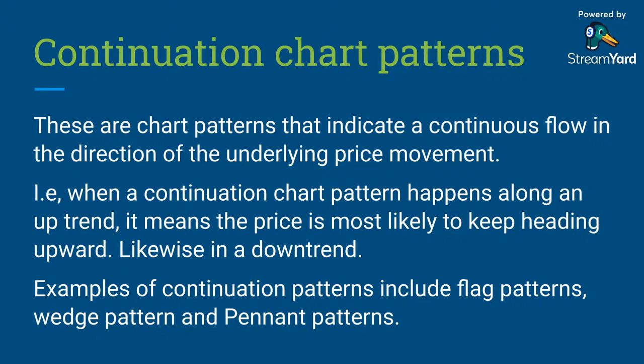These are chart patterns that indicate a continuous flow in the direction of the underlying price movement. So if the coin is going upward, and a particular chart pattern is formed at that position, have it at the back of your mind that that particular price movement is going to continue in that same direction. It might come back to retrace more, but the whole momentum is still going to continue in the upward movement. Also in the downtrend. Let's assume that the coin is heading downward, and a pattern is formed, and you're able to identify the pattern to be among the continuation chart patterns. It means that the downtrend will still continue. That's what I mean by continuation.